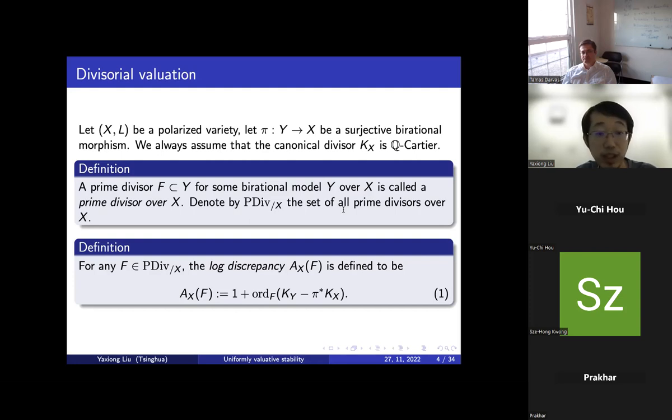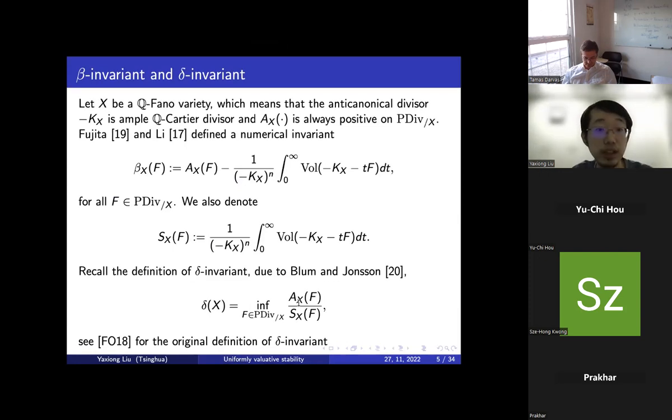And for any prime divisor over X, we can define its log discrepancy as one plus the order along F of the relative canonical divisor. So let's recall the definition of the original beta invariant. Let X be a Q-Fano variety, which means that the anticanonical divisor -K_X is an ample Q-Cartier divisor. And for klt singularities, the log discrepancy is always positive. Fujita and Li defined a numerical invariant called the beta invariant, equal to the log discrepancy minus the integration of the volume part. We always denote this S_X(F) by the second part.